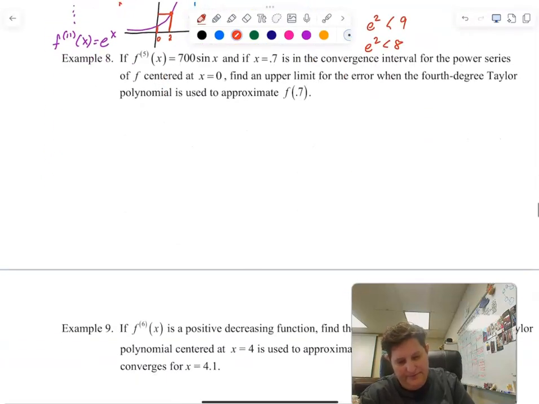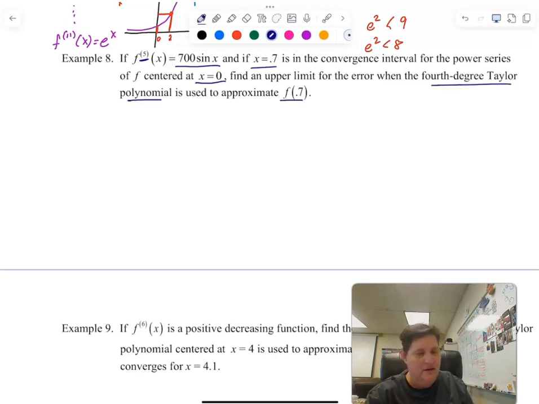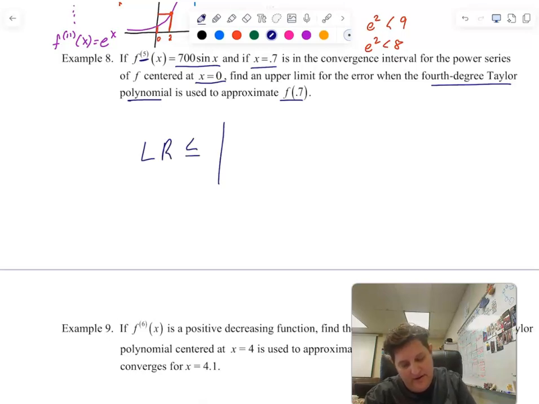Okay, here's another Lagrange remainder. The fifth derivative of something is given. If x equals 0.7 is in the convergence interval for the power series centered at 0, find an upper limit for the error when the fourth degree Taylor polynomial is used to approximate. Dude, that's a lot of information. But it did not tell me it was alternating.